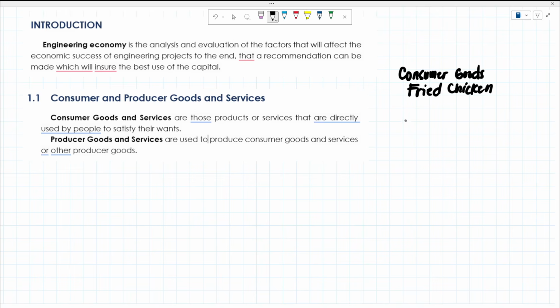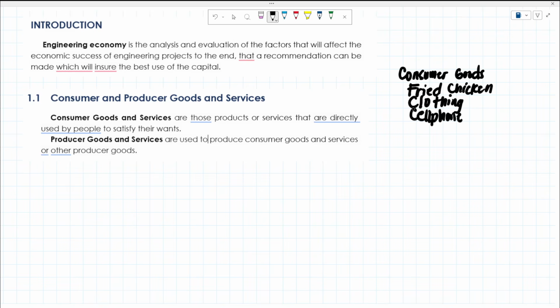Ano ba yung wants natin, or ano ba yung sinasatisfy nitong fried chicken? Sinasatisfy nito yung hunger natin. Ano pa yung ibang pwedeng sabihin natin consumer goods? Pwedeng clothing. Pwede ring, let's say, electronics, cellphone. Ang konteksto lang nito, sabi ko nga, pwede siyang maging producer goods, pwede siyang maging consumer goods. Depende lang sa kung paano natin siya interpret.